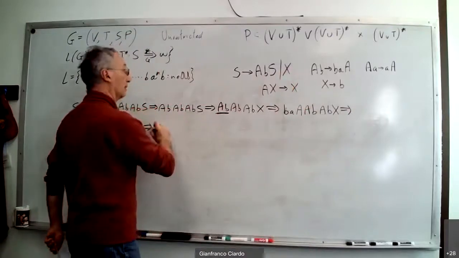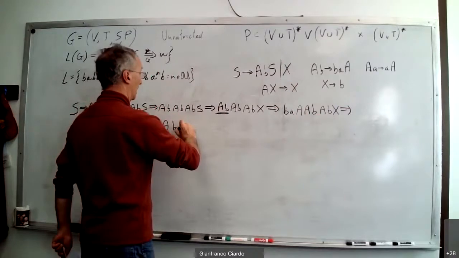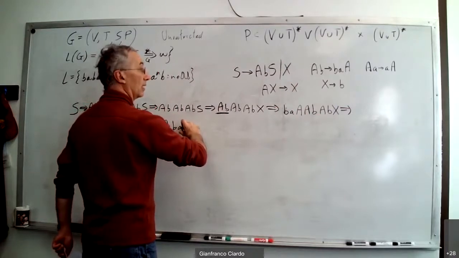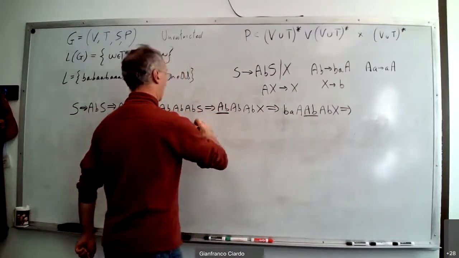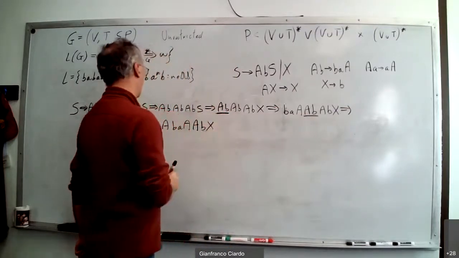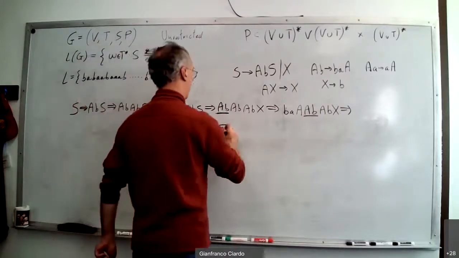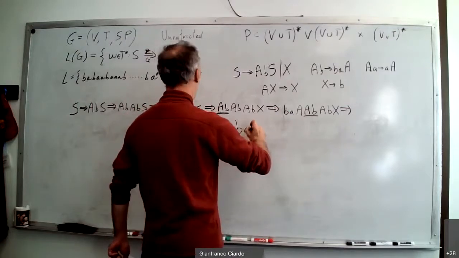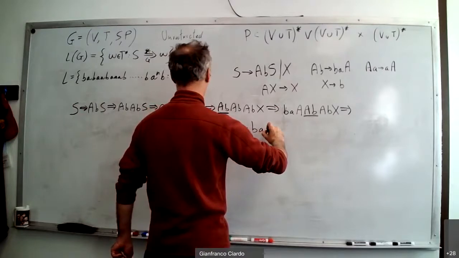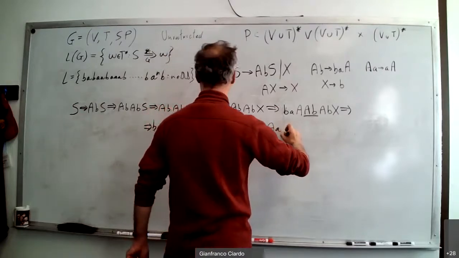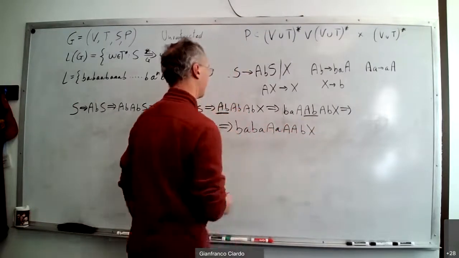So I get BA, A, BA, A. So I've applied it here. ABX. And then, for example, I can do AB. So I go to BA, BA, A, B, X.